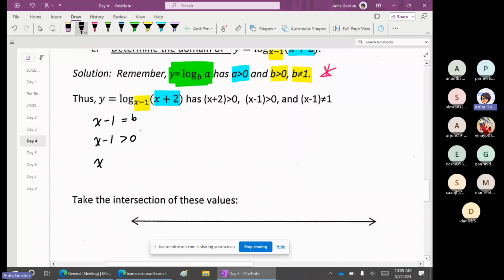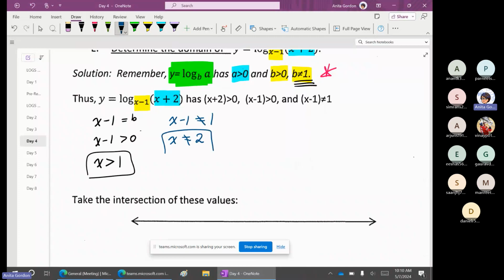So x must be bigger than 1. This is one restriction of my domain. I have to have x bigger than 1 in this case. I also know that b cannot be 1. So that means x minus 1, maybe I'll do this in a different color, blue, x minus 1 cannot be 1. So again, I solve for x. That means x cannot be 2. I have another restriction.